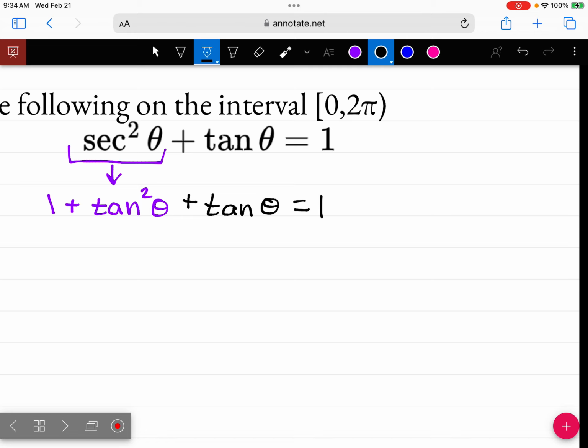So whenever we see a squared trig function and a not squared trig function at the same time, do your best to get them to be the same trig. So we want them to match. Tangents with tangents, secants with secants, cosines with cosines, whatever. Ideally, they will match.